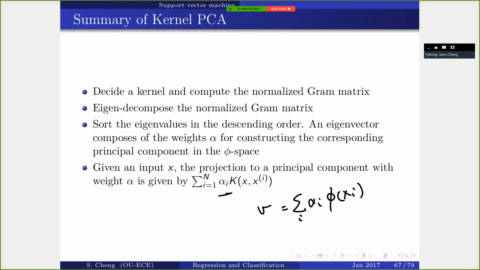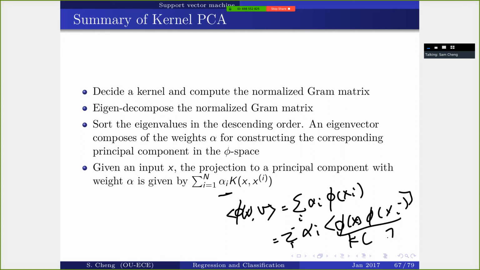But if I have a new input x, I can compute the projection. For example, I project onto v, so I look at phi(x) times v. Then I will have the inner product of phi(x) and phi(x_i), which again becomes the kernel. That is something I can compute.